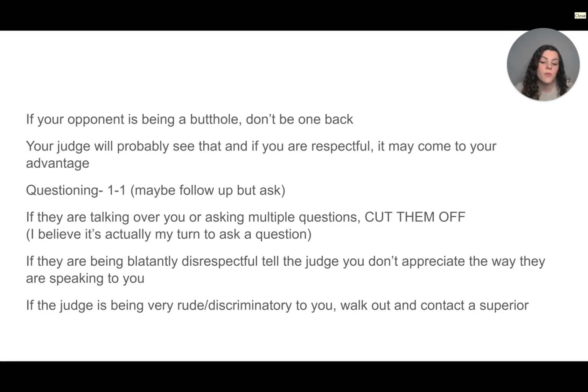If they're being blatantly disrespectful, tell the judge you don't appreciate the way they're talking to you. This has never happened to me. It never has been this bad. This is usually if they're making a racist, sexist, discriminatory comment. You can call them out mid-round and say, no, this is not okay. I'm not going to handle this disrespect. I'm sorry, judge, can we do something about this? Because if it's seriously that bad, right? Hopefully this will never have to happen. It's never had to happen to me or one of my students, but be aware of that.